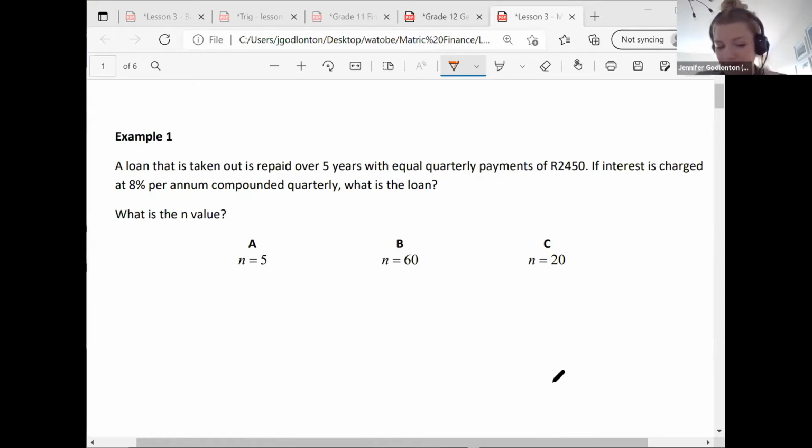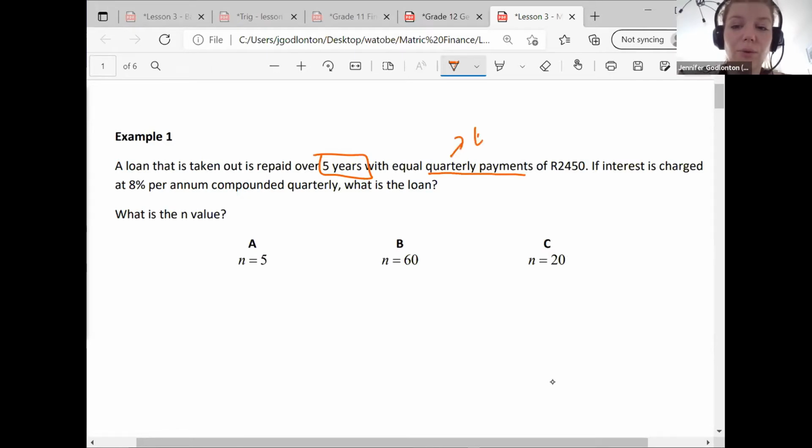Okay, so let's write out our grocery list. That's important information. The first thing is that the loan was taken out and we've got 5 years to pay it and we're making quarterly payments. So that means I'm making 4 payments a year. That's what that's meaning. So 4 per year. And I've got 5 years for me to repay this loan.